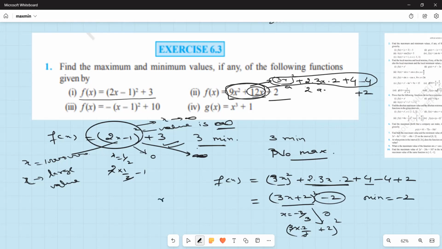But maxima? Again as x approaches infinity, this (3x plus 2) whole square will also approach infinity ना? So no maxima. Clear बच्चे? Yes ma'am. Understand this thing carefully. We can do with derivative also, right? करके देखो. आप करो. dy by dx क्या आया? f dash x क्या आया? 18x plus 12. Second derivative क्या आया? 18, which is positive.